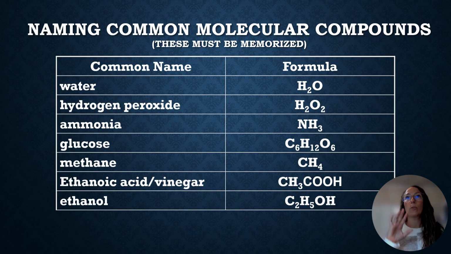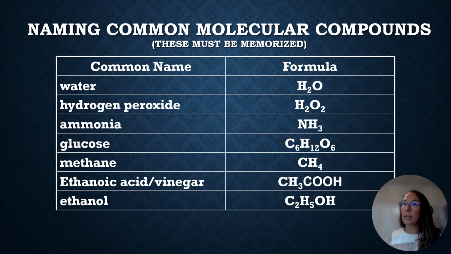Now, the naming system with rules is called an IUPAC naming system. So we learned about the IUPAC naming systems for ionic compounds. And then there are IUPAC rules for molecular compounds as well. However, some of these compounds were around before the rules came about. So they have common names, like water is not called dihydrogen monoxide, but rather it's just called water.